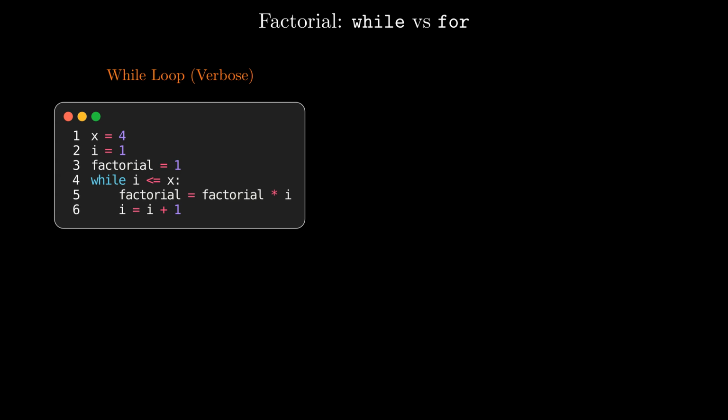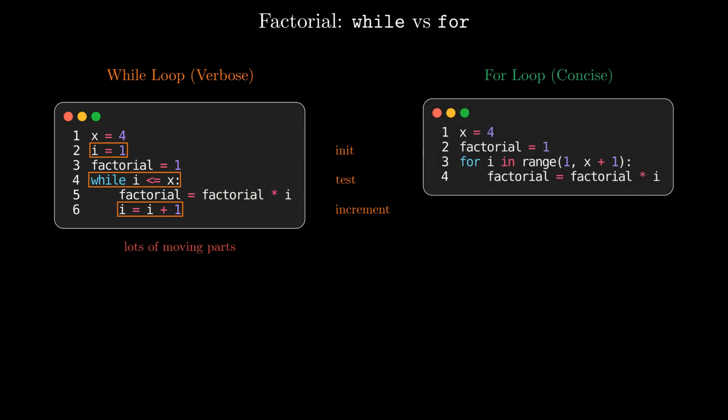Let's apply the accumulator pattern to multiplication, computing a factorial. The while loop approach requires separate bookkeeping. Initialize a counter i to 1, set factorial to 1, test whether i is less than or equal to x, multiply factorial by i inside the loop, increment i and loop back to the test. That's a lot of moving parts. A for loop collapses all of it.